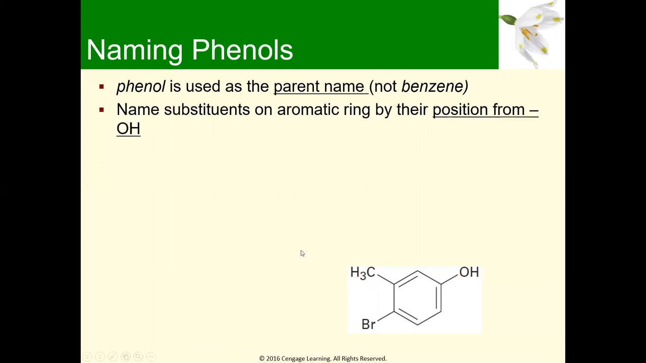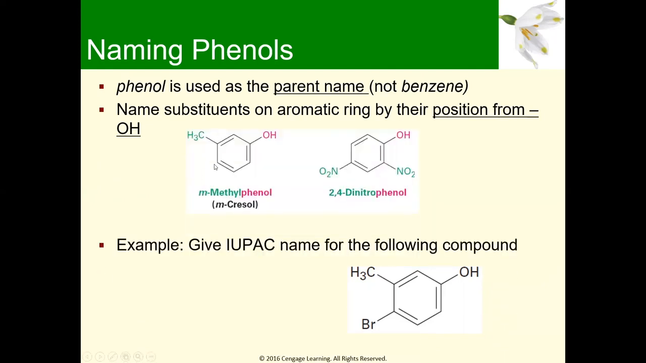So you name the substituents on the aromatic ring by their position from the OH group, from the hydroxyl group. Name substituents on an aromatic ring by their position from OH. Okay, so again, you can see a couple examples here, and many of these have common names. So when you have a methyl group, and it's in the meta position relative to the OH group, the hydroxyl group, that would be meta-methylphenol.